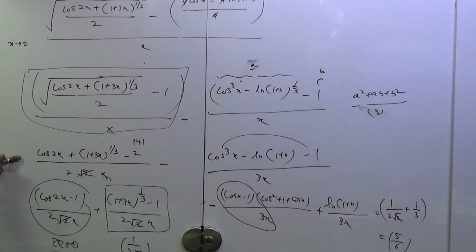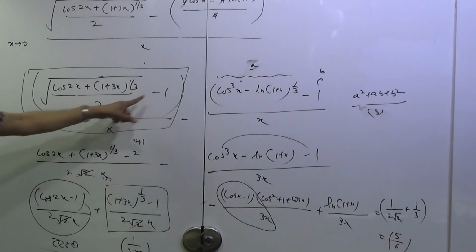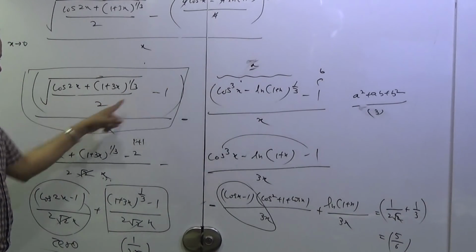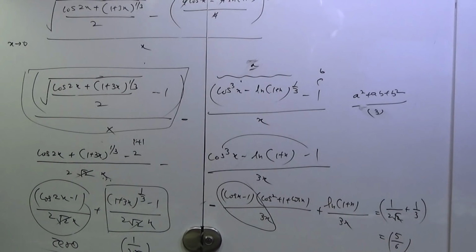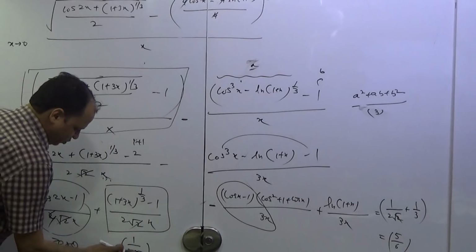Did we cancel the 2 anywhere in the numerator? We took the common LCM of 2 here. So this becomes 4. 12 will be here, and 4 plus 3, 7 by 12. 7 by 12. 19. Right. That's right. See the careless mistake. This will be 1 by 4.